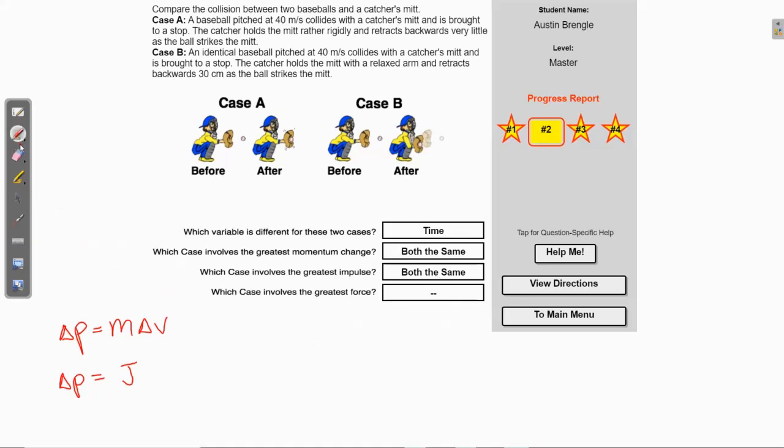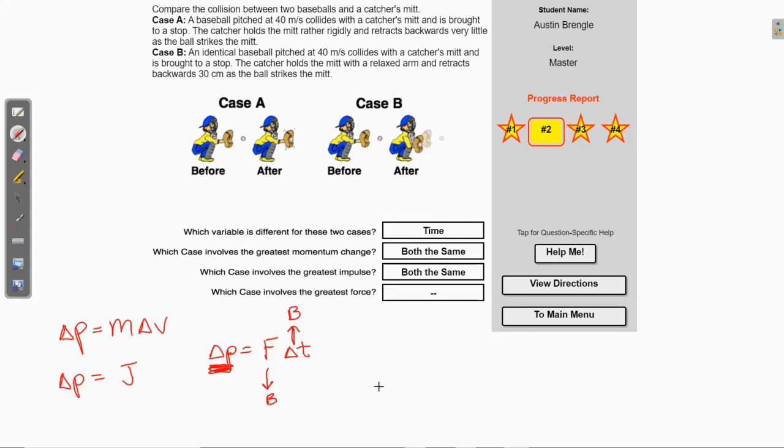Now, which case involves the greatest force? Remember that impulse and change in momentum, since they're equal, we can go ahead and write it like we have been. Change in momentum is equal to the impact force times the time of impact. Well, because the time is different here, for case B, the time is increased. But we know that they have the same momentum change here. So that number doesn't change. So in order for B to keep the same change in momentum, the force of impact must be decreased for B. And that's what I was talking about at the beginning.